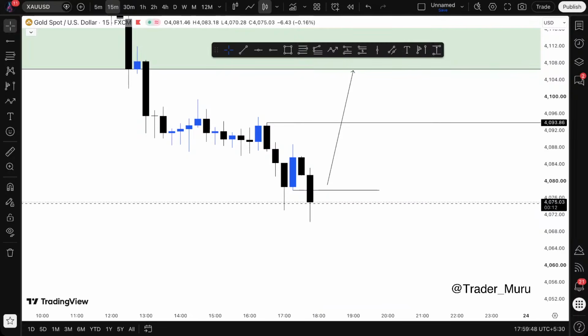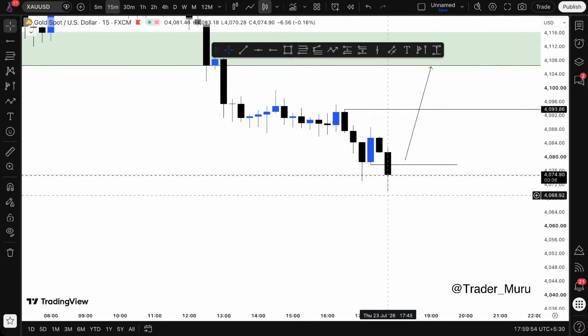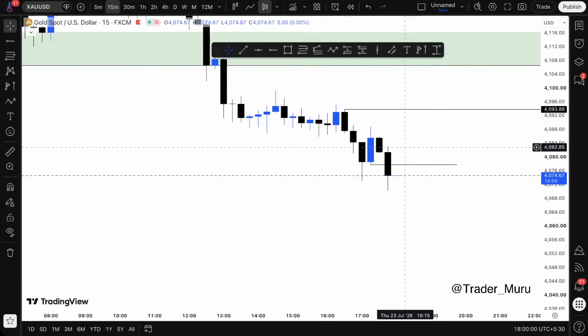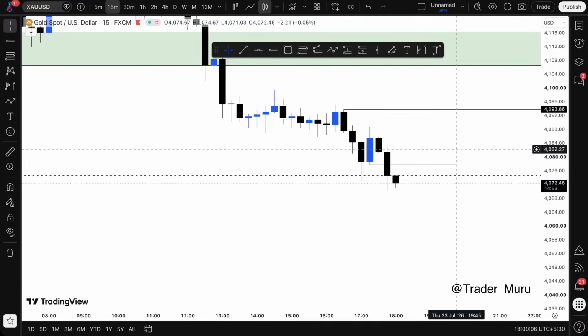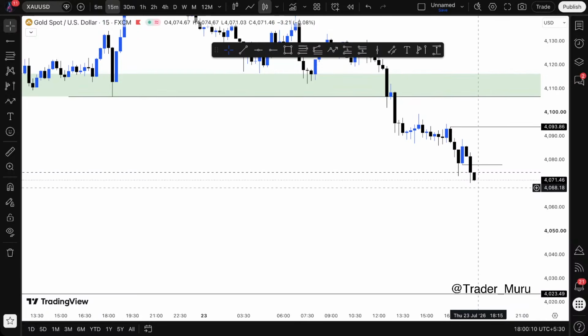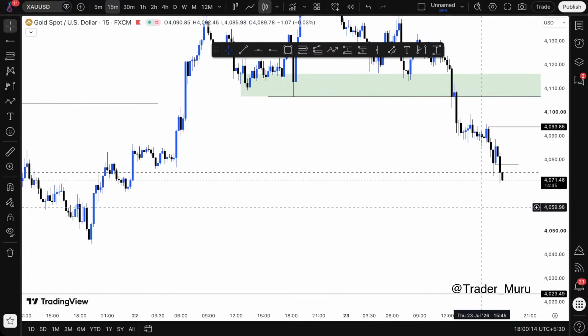Price is closing below 11 seconds here. If it closes below, a retest and drop will be there. Forget about this then. Okay, if price closes below, we can expect a drop, continuation of the drop in gold till the area of this one.